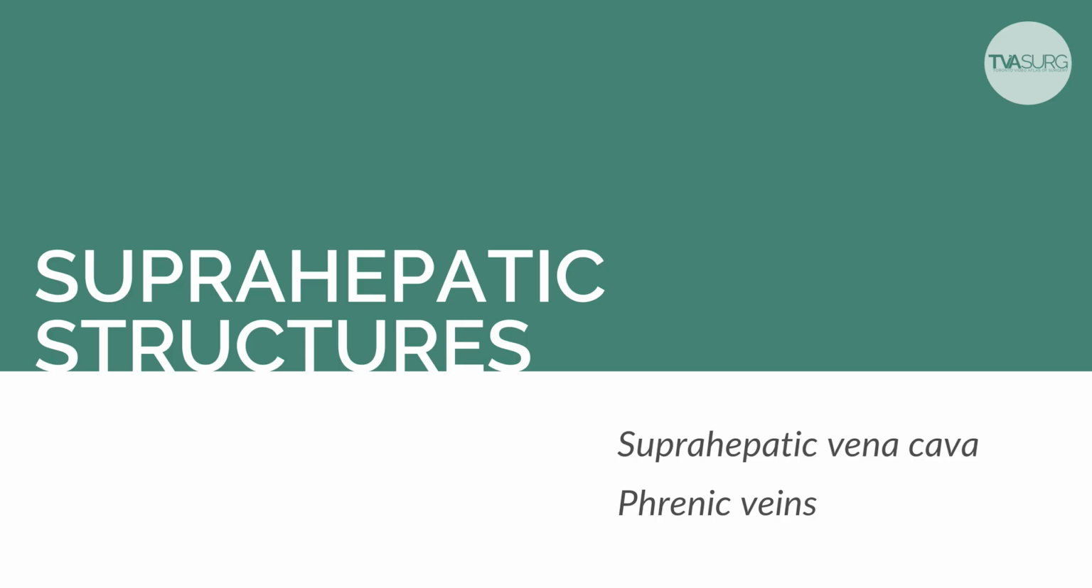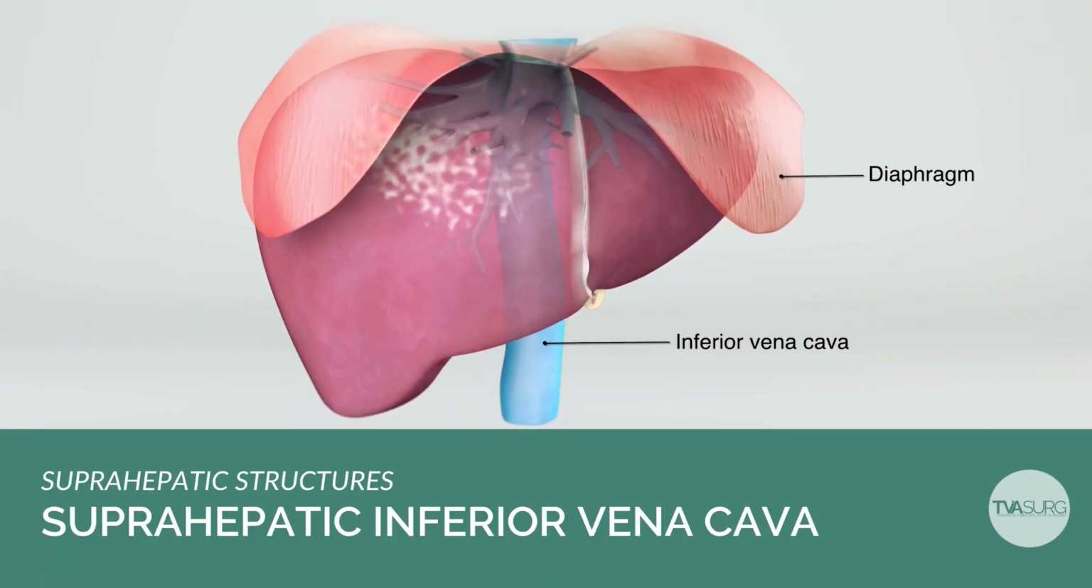So that's all for structures on the liver. I will now move on to other structures found above the liver, the suprahepatic vena cava and phrenic veins. We're all familiar with the inferior vena cava. It carries deoxygenated blood and it lies posterior to the abdominal cavity.